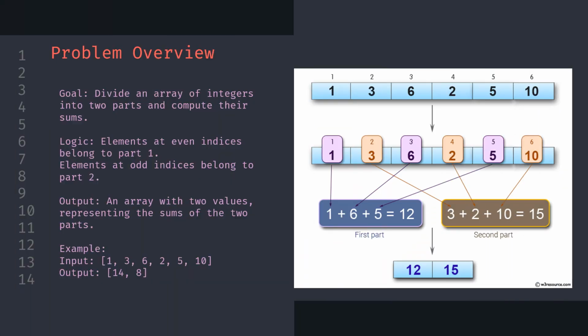The problem requires us to split an array into two groups. Elements at even indices belong to one group, and elements at odd indices belong to the other. Finally, we compute the sums of these groups and return them in an array.